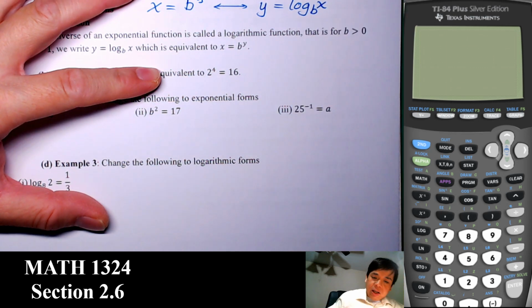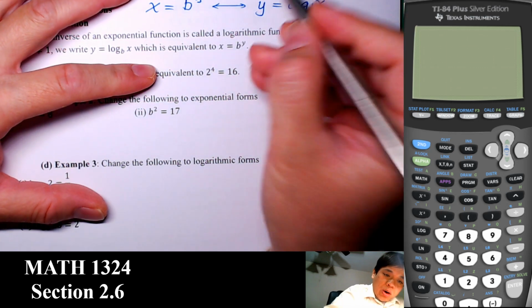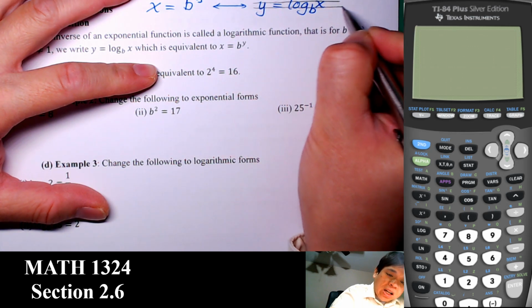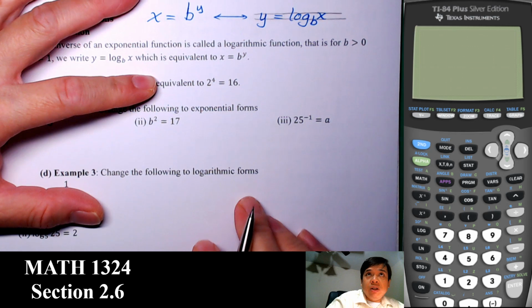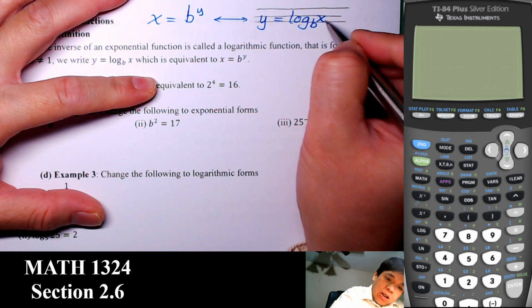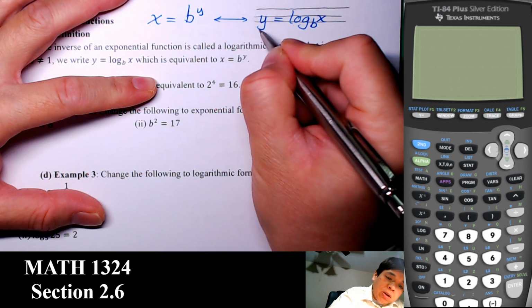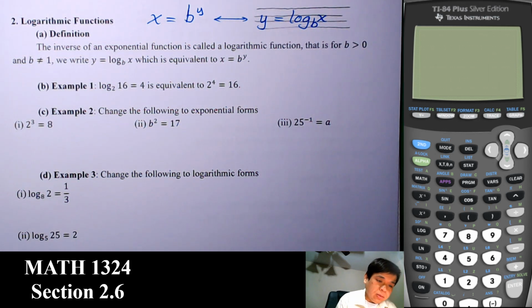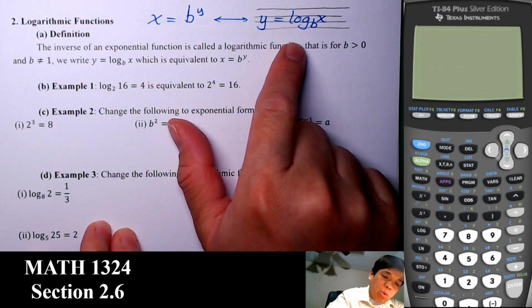Now one important thing is when we write things, notice that the y, the log, and the x are all on the same level, and the b is the subscript. So now we should be familiar with interchanging this.